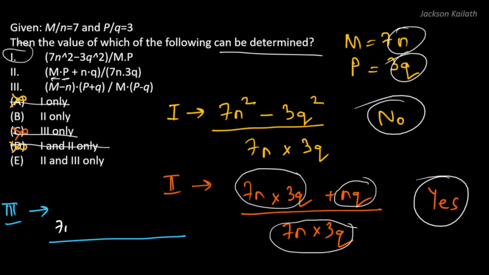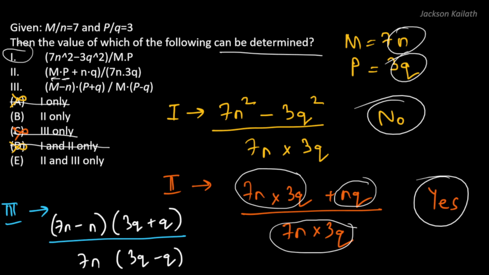Okay, so this becomes 7n minus n into 3q plus q divided by m is again 7n, and p minus q becomes 3q minus q. Alright, now try to see whether you can determine this or not. Again, remember, you don't need to calculate it, but can you do it? That's the only question, right?